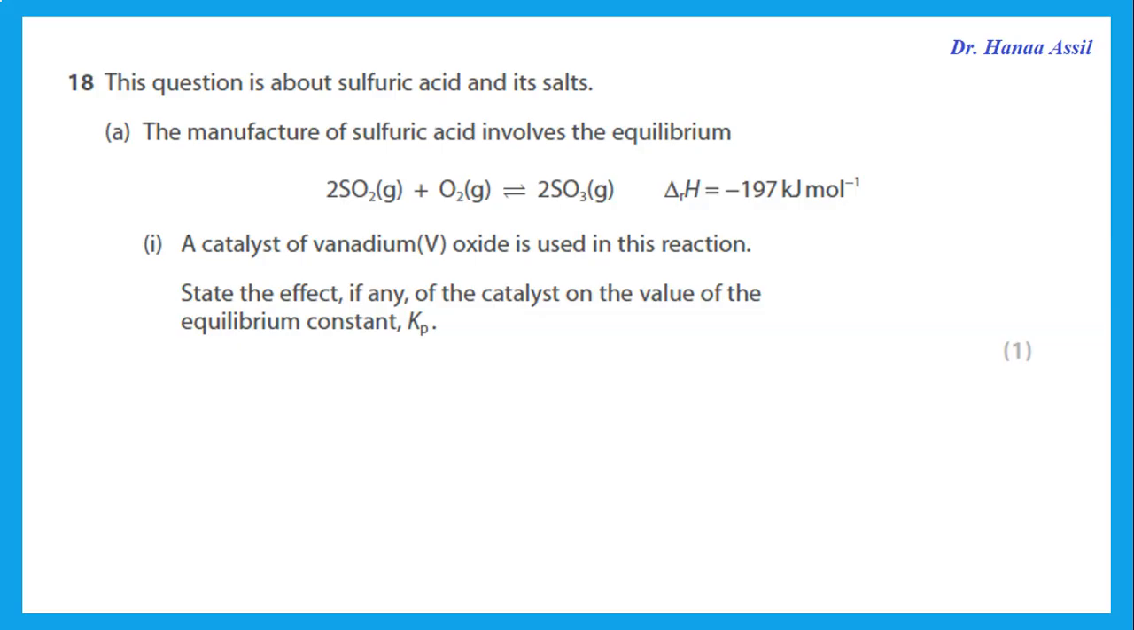This question is about sulfuric acid and its salts. The manufacture of sulfuric acid involves this equilibrium. So I have an equilibrium between SO2, O2 and SO3, and we're given that delta H is a negative value. Now the question is, a catalyst, vanadium oxide, is used in this reaction. State the effect, if any, of the catalyst on the value of Kp.